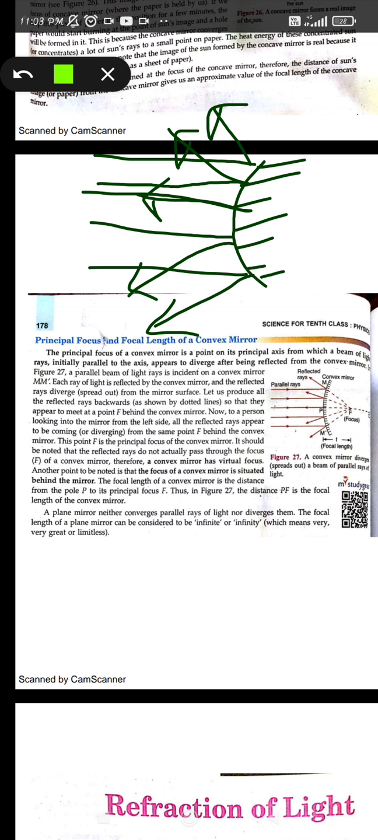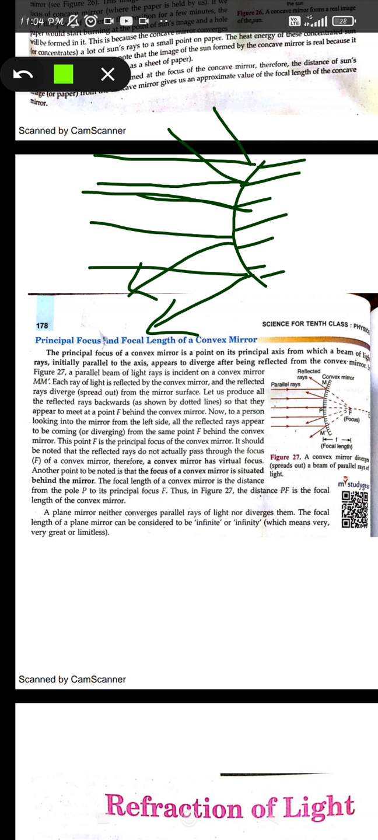Now we have told that focus is that point where these reflected light rays should meet, but is the light ray actually meeting here? No. So we just have to extend these light rays backwards, so we get a point where these light rays meet. So the focus of the convex mirror has to be imagined, or we have to extend the light rays, then we will get the focus. So the focus of the convex mirror is behind the mirror.